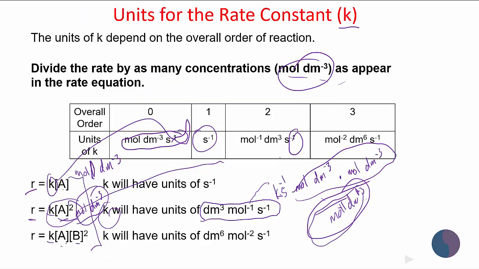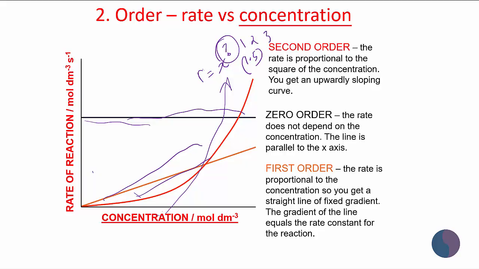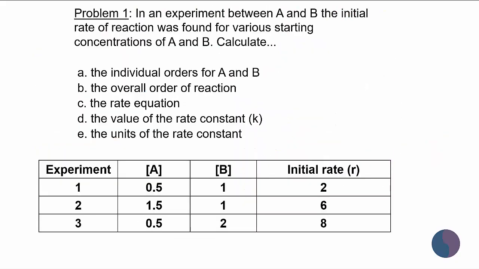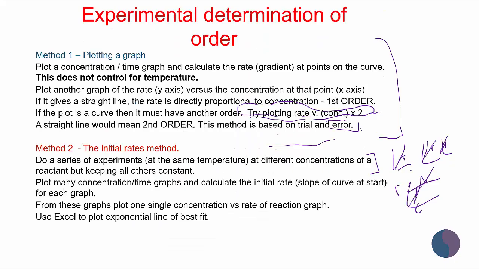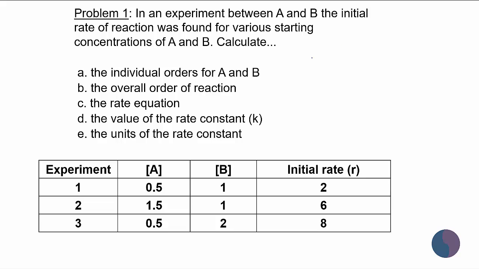Okay? And so have we covered everything there? Okay, so that's all covered. We just do a practice question, and funny enough, the practice question is done properly, and it's asking for everything that we just covered: orders, individual orders, overall orders, rate equation, value of K, and units. So that's the data that we have. You can do all of this with just 3 reactions.